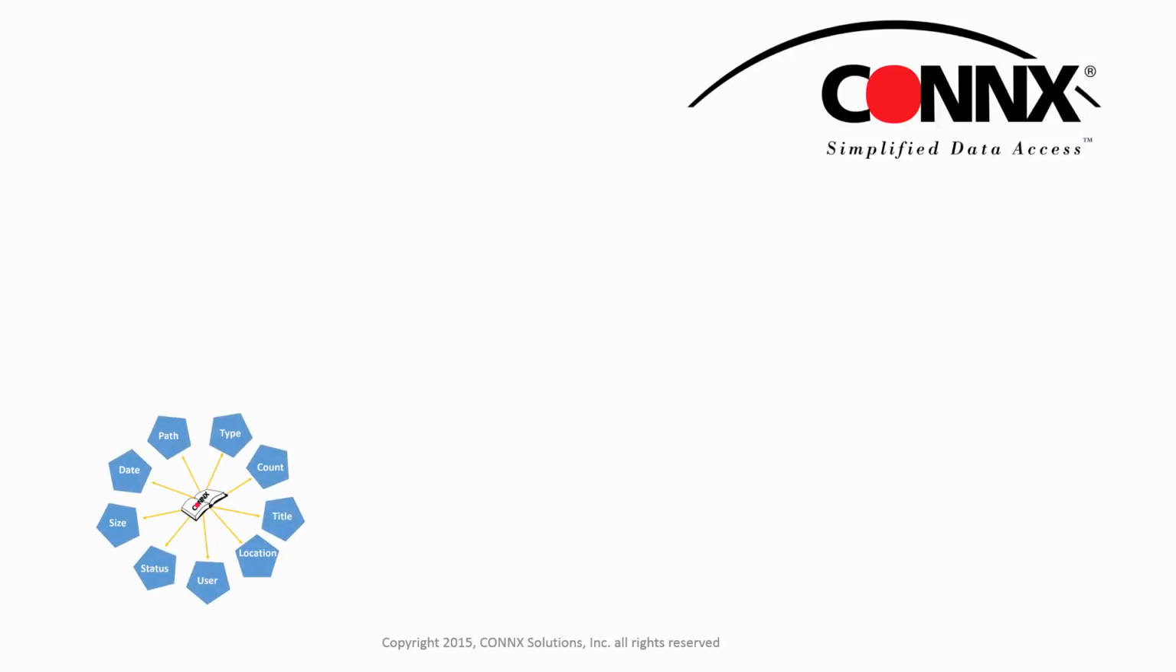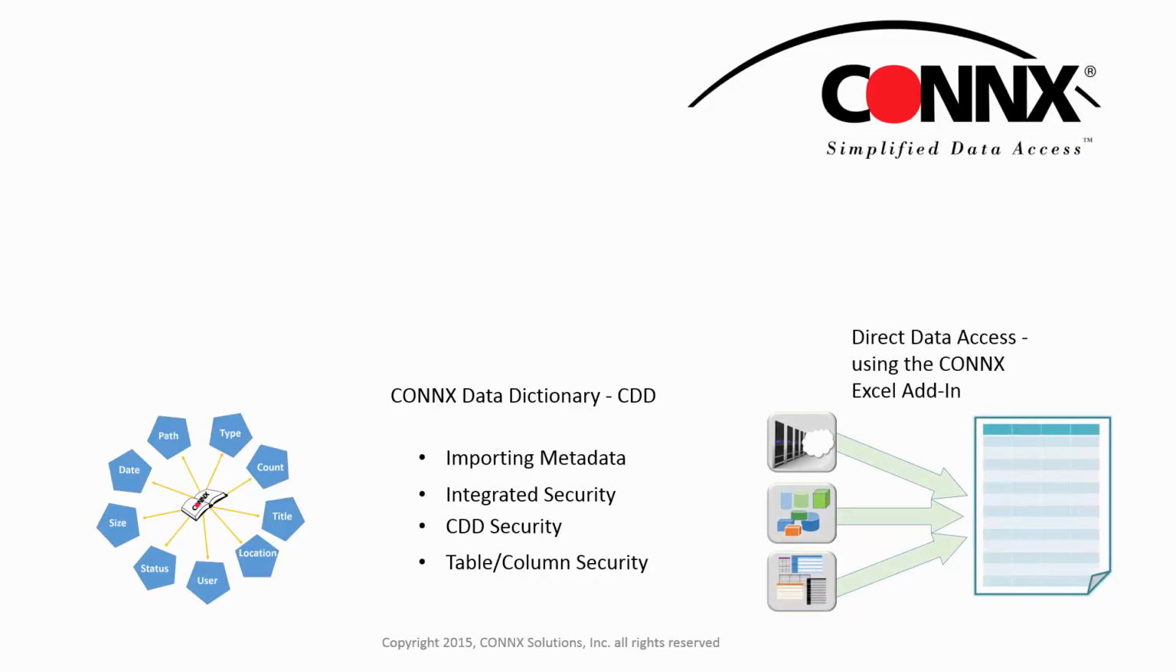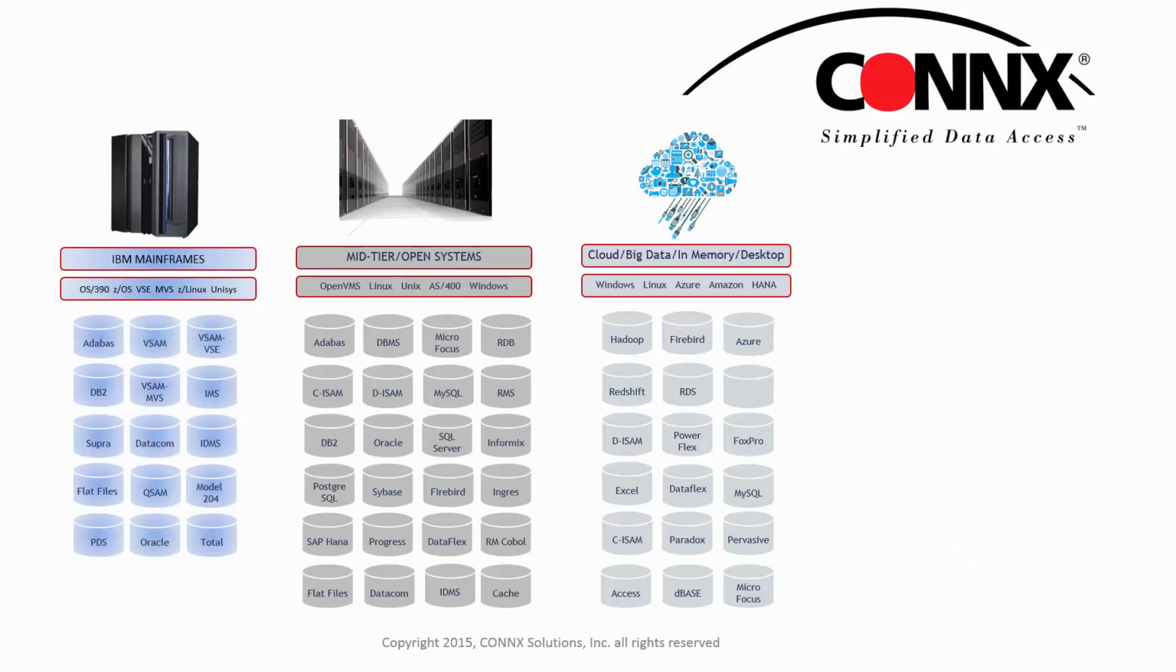Today we're going to give you an overview of the capabilities of CONNX. We will show you the following. Importing metadata into the CDD. CONNX integrated security and how that works with your existing security. CDD level security. Table and column level security within the CDD. Lastly, we'll show you real-time access of your data, in this case RMS data, in Microsoft Excel using the CONNX Excel add-in while showing you the capabilities of our CONNX integrated security.